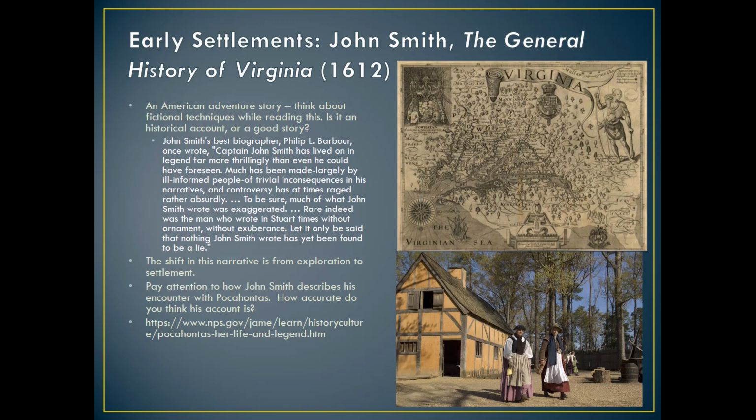Pay close attention to how John Smith describes his encounter with Pocahontas. How accurate do you think his account is? I've included a link here, and it's also on your reading list, to a resource from the Jamestown State Park, or I think it's the state park, that gives us facts about these stories and an alternative version of events.